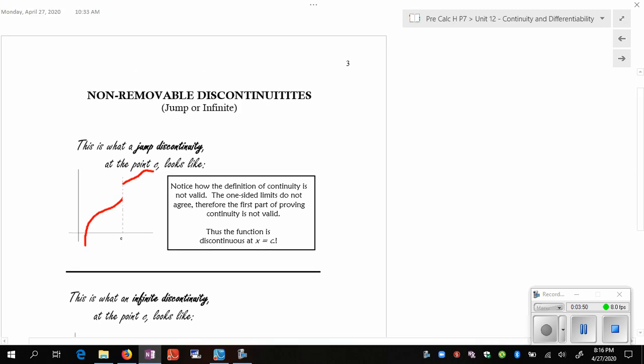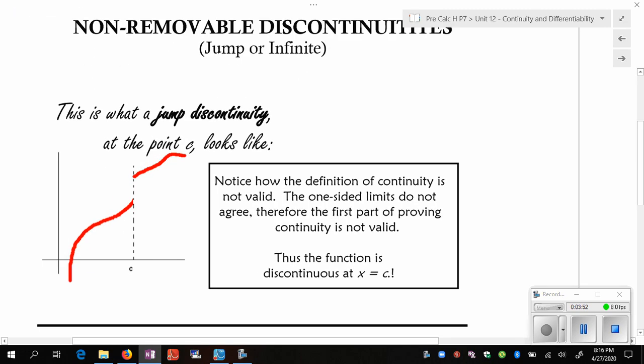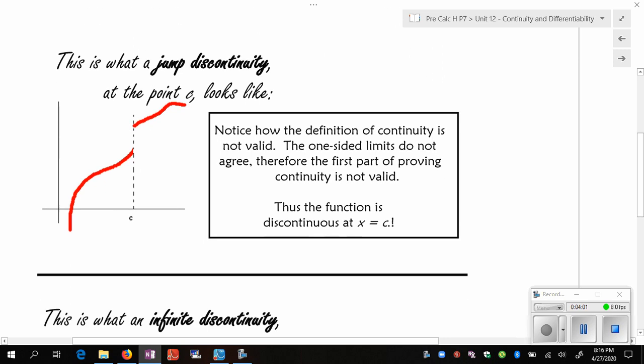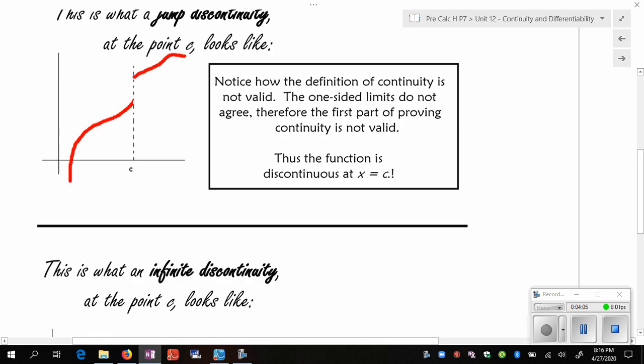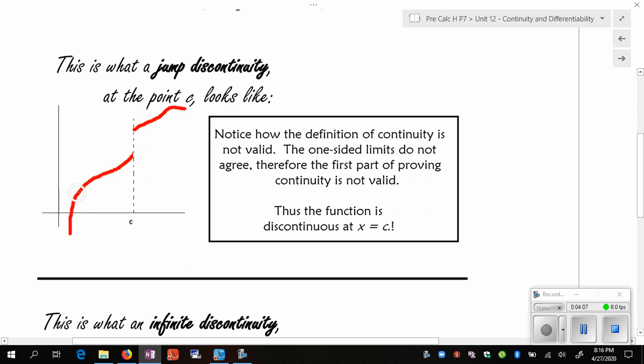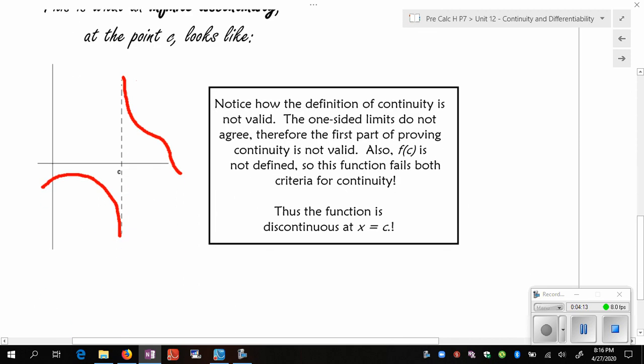We also have jump, like a piecewise function. You can see that the limit from the left is this finite value. The limit from the right is this finite value. And so that one is a discontinuity. It kind of makes sense with the name. If I'm tracing along the curve, I have to jump from here to here to continue tracing. And then an infinite discontinuity is going to be essentially a vertical asymptote. The one-sided limits go to positive and negative infinity.